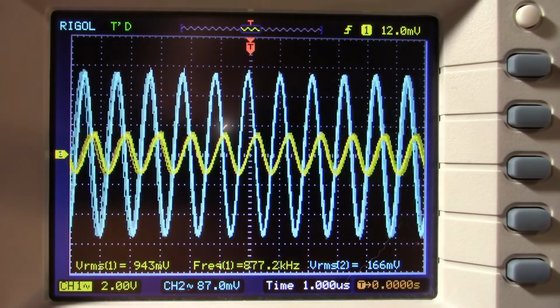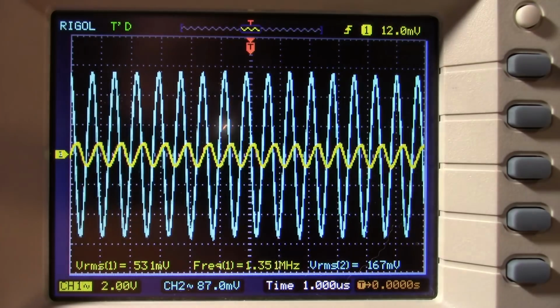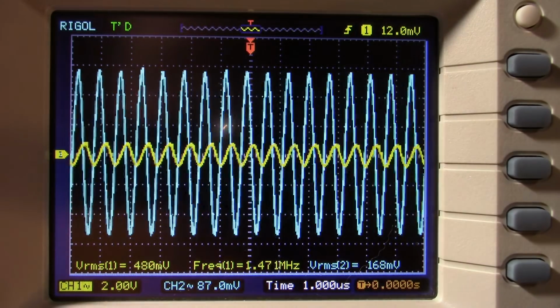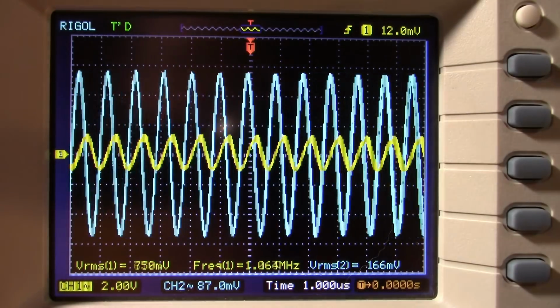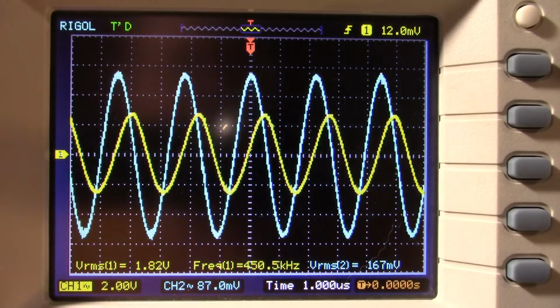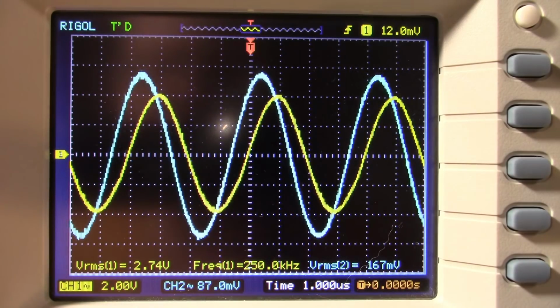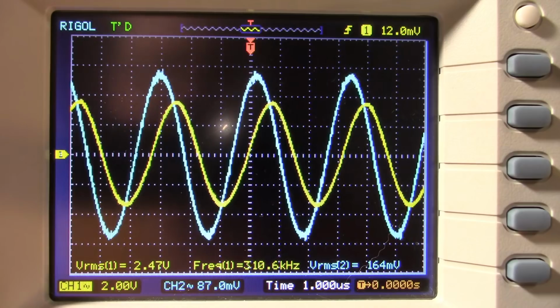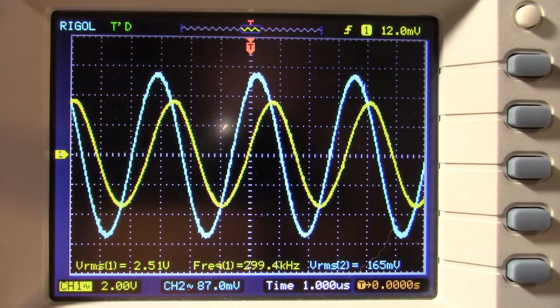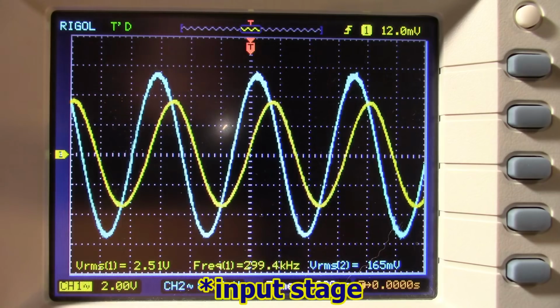Current's actually dropping now because the signal got so small. And we're over a megahertz now. You can see the output's down to not much. Let's put it back to the roll off point, 2.5 volts or so. About 300 kilohertz is the roll off point, same as the other amplifier, because I'm running about the same current in the input, and I'm using the same Miller capacitor value.